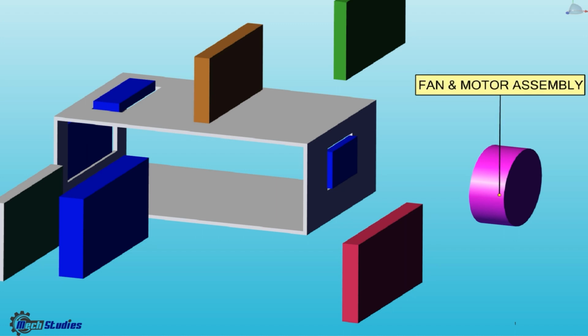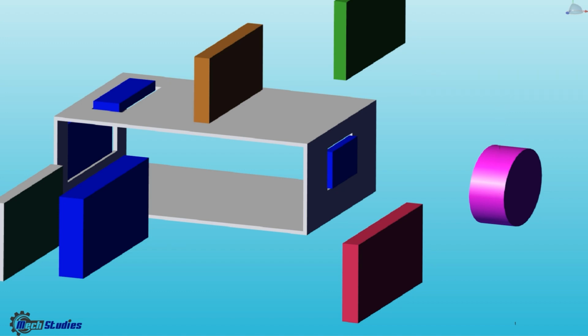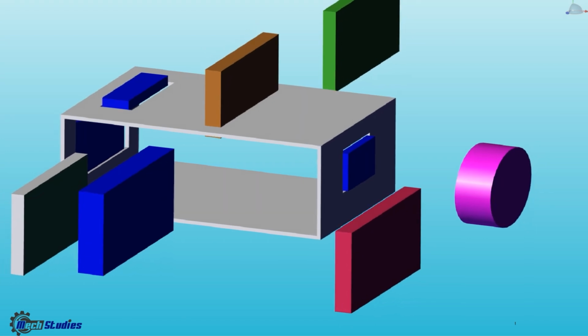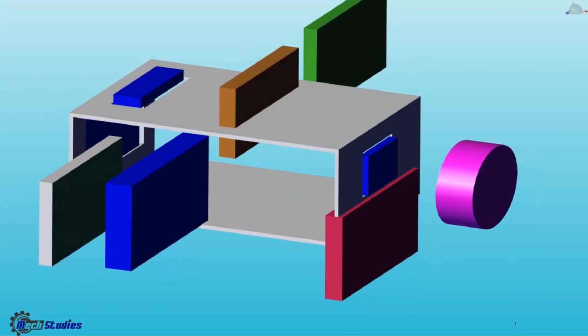So this is the basic block diagram of the air handling unit, and in the next video we will explain each and every item and their functions, so that you can get a clear view of the individual components of the air handling unit.